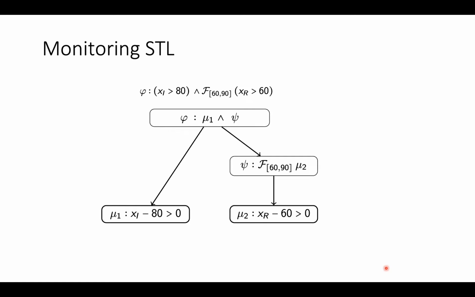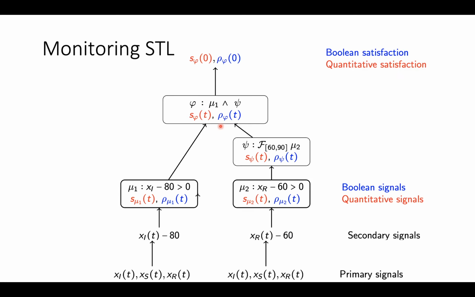How does the monitoring algorithm work? It works on the parse tree of the formula. So given a formula, you can derive the parse tree, where at the bottom you have the atomic propositions and at the top you have the whole formula. From the atomic propositions, you derive the secondary signal. So you start with your trajectory, you evaluate the atomic propositions and you compute the secondary signal.